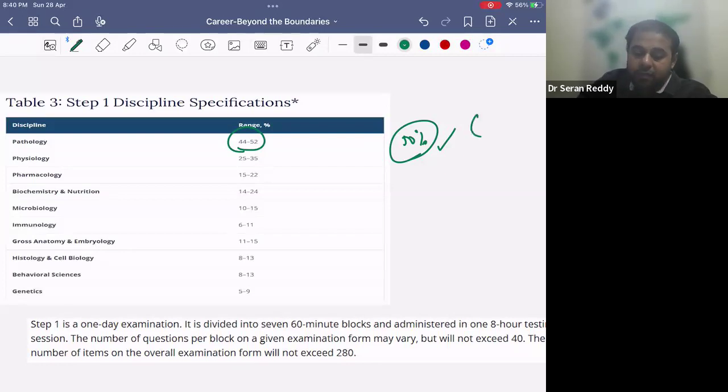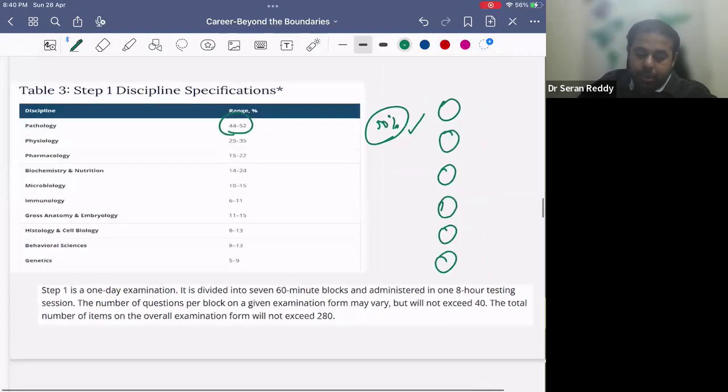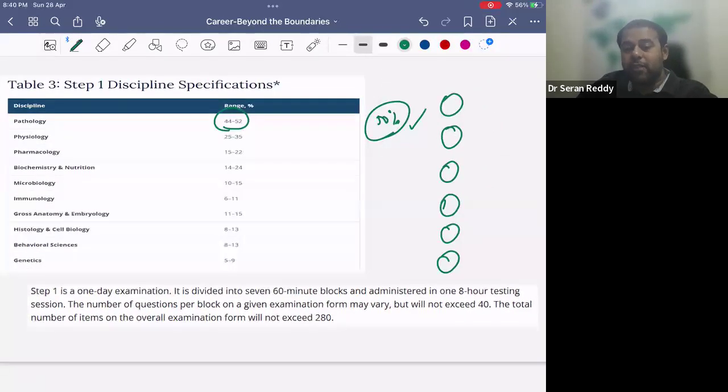It is divided into 7 60-minute blocks. That is, each block will have close to 40 questions, 38 to 40 questions. The number of questions usually varies from session to session, but will not exceed 40. So the total number of questions should not exceed 280. In between, you can take a 1 hour break. So that is how this examination has been designed.